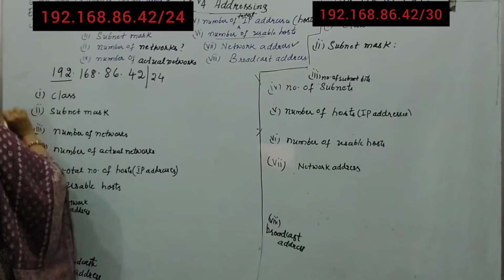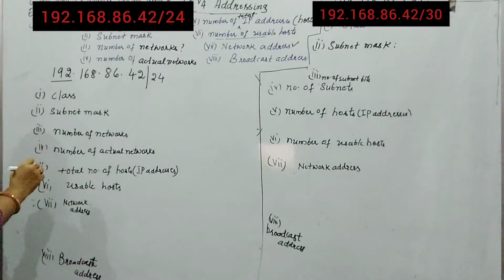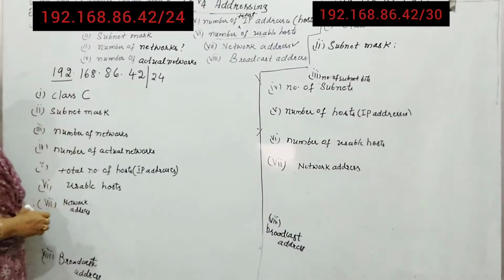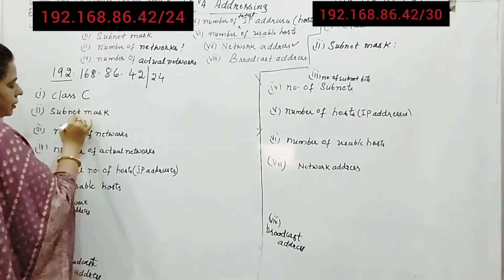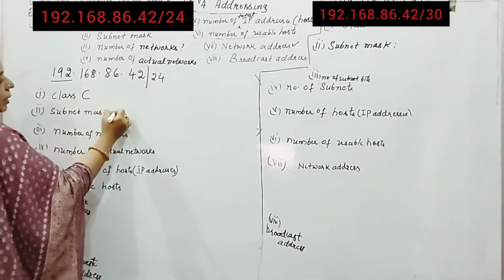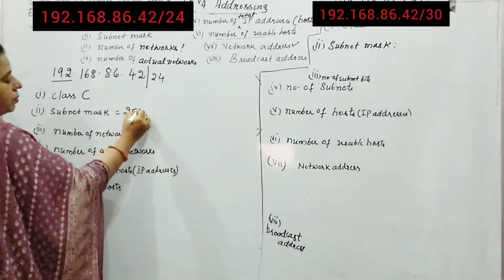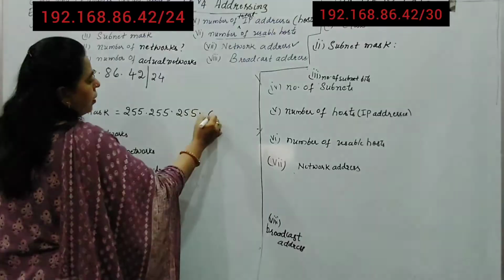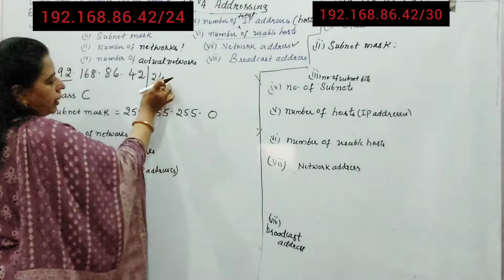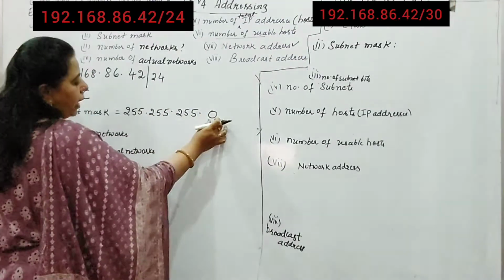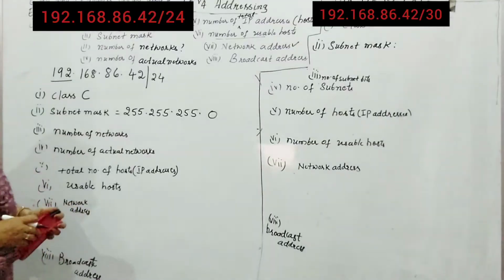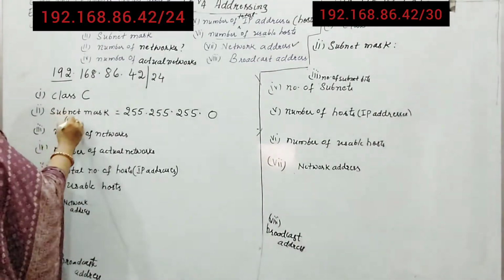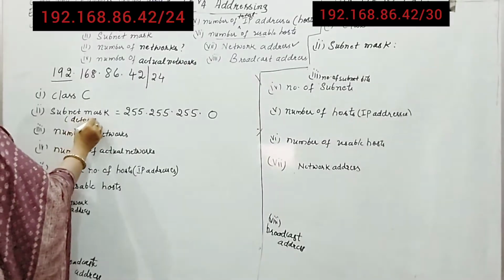Even without the slash value, you can find out easily. You just check the first byte number, 192. 192 falls in the range of class C, so it is a class C address. First answer is over. Next one is the subnet mask, and the default subnet mask for class C is how much? 255.255.255.0, because 24 bits are representing the network part, and 8 bits are representing the host part. That's the reason you are writing the default subnet mask. In this case it is the default value only.